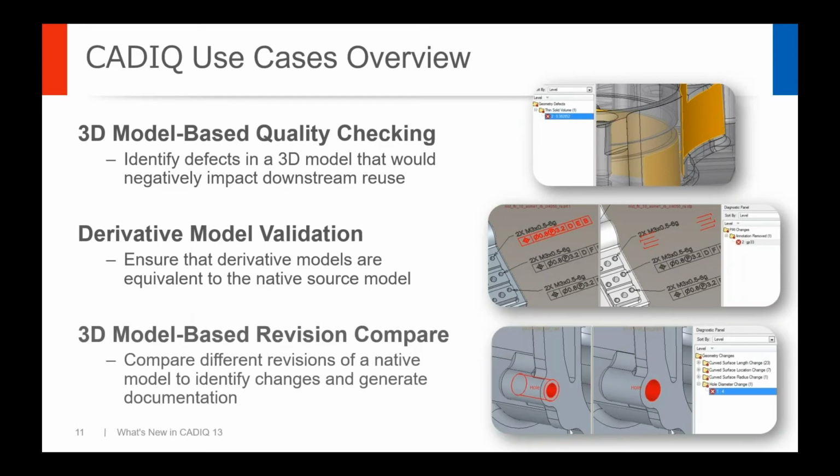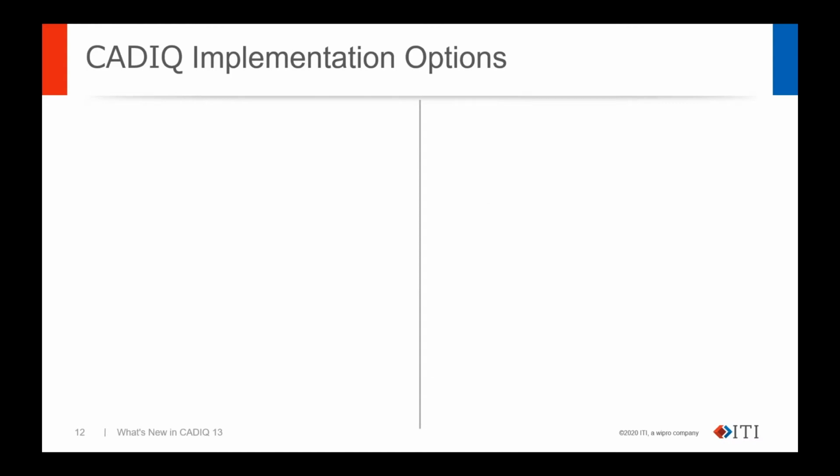And then the third use case is around revision comparison, where we'll take a Rev A of your native CAD model and a Rev B and compare them against each other to confirm that the intended changes got incorporated the right way, and that there aren't any unintended changes that got in there somehow. We can also create documentation to support the engineering change notice. So CADIQ can support all of those three use cases and help to provide trust in your model and improve its reliability.